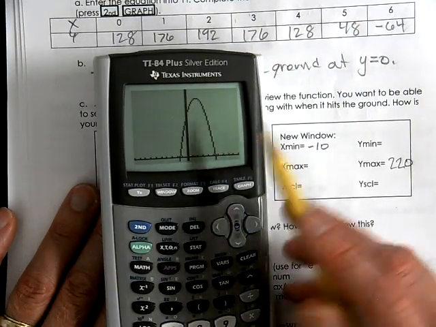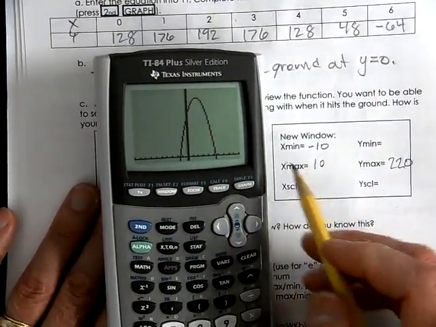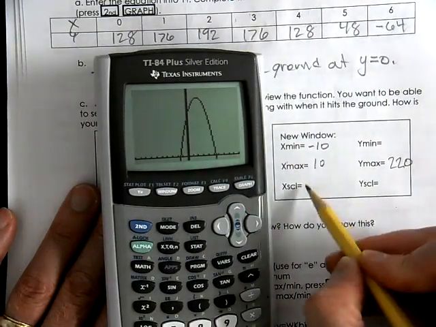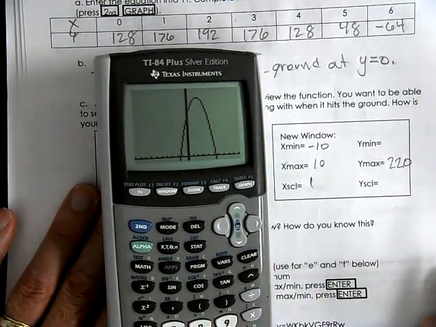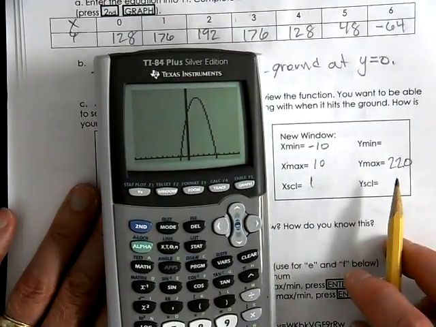So I wouldn't worry about changing that much. And our scale, we see the little tick marks there for the scale. So that's fine. 1 is good. But it's this Y stuff that we're going to see changed here in a second.